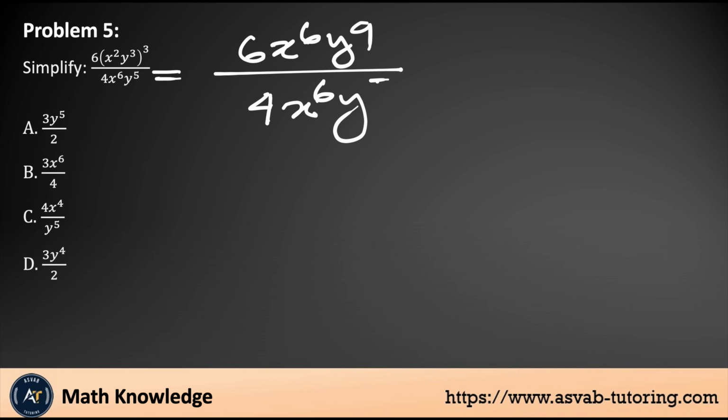4x⁶ y⁵, right? So now you have to divide it. If we divide it by 2 on both sides, that gives you 3 over 2, and then in here the x⁶ cancels out, and then y⁹ minus y⁵ gives you y to the power fourth power. So that is the answer.